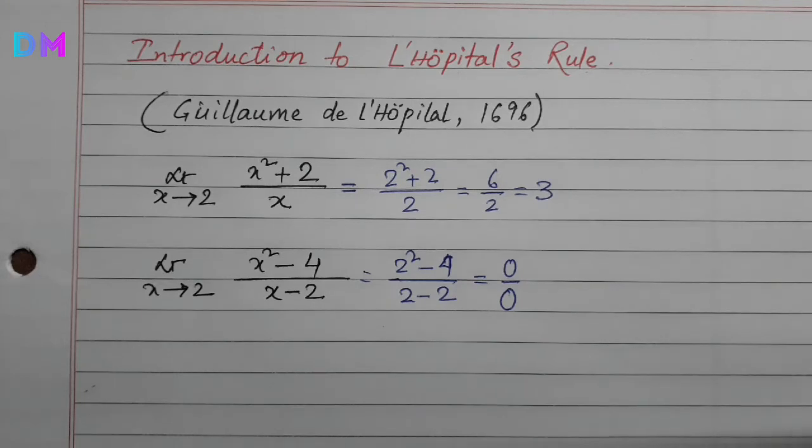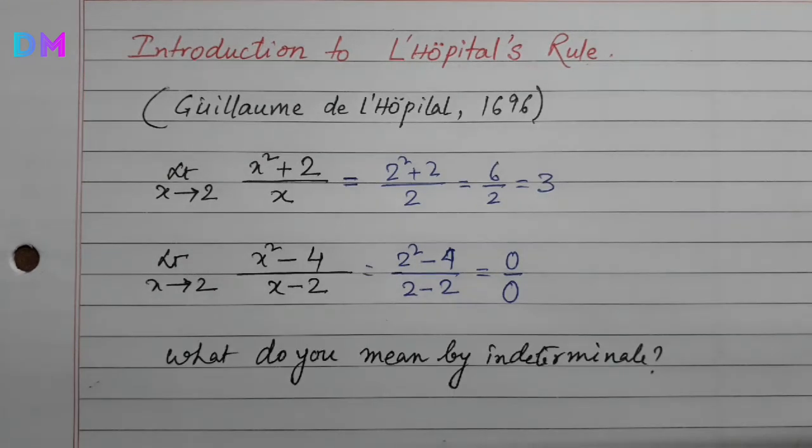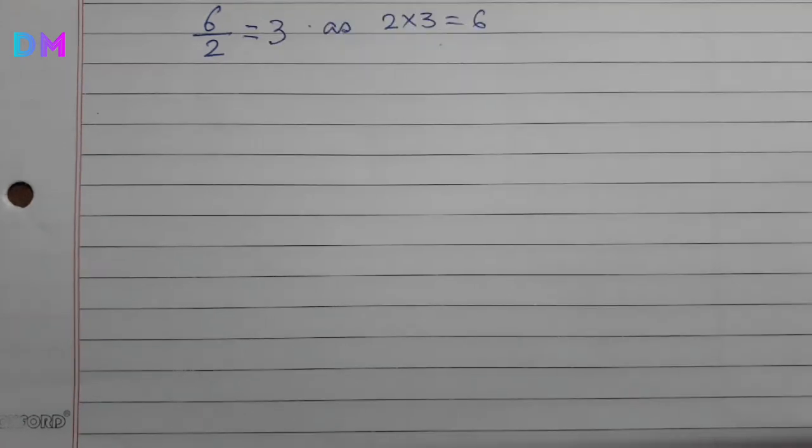Now there is a big question. Is it undefined? Then there is another big question. What do you mean by indeterminate? Let us think in this way. Suppose it is asked, what is the value of 6 by 2? The answer is very simple, it's 3. Why? Because we know that 2 into 3 is equals to 6.